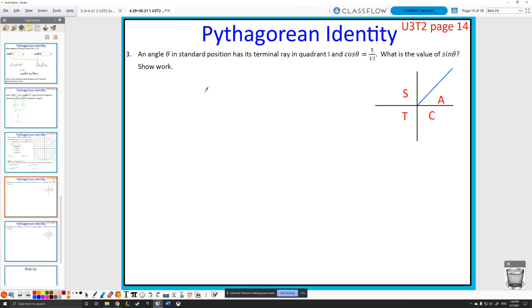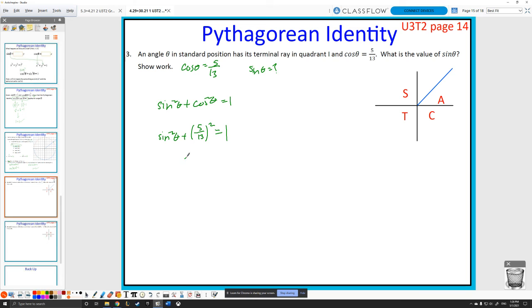So there's a couple things that I know. I know cosine theta is equal to 5 over 13, and I'm looking for sine theta. However, I do know what's always true is sine squared plus cosine squared is equal to 1. That's always going to be true. So sine squared theta plus cosine, which I know is 5 over 13, squared has to equal 1.